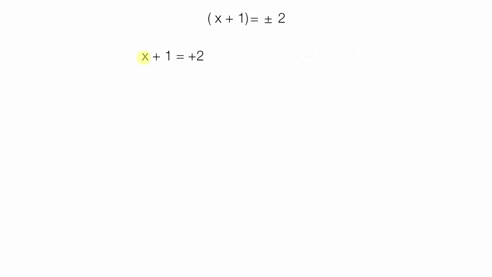I want to isolate that x, so I subtract 1 from both sides of the equation, which gives me x is equal to 1. 2 plus negative 1 is 1. So now in the other equation, I'm going to subtract 1 from both sides of that equation as well. And that gives me x is equal to negative 3. Negative 2 minus negative 1 is negative 3. And these are the solutions to both equations we're talking about.